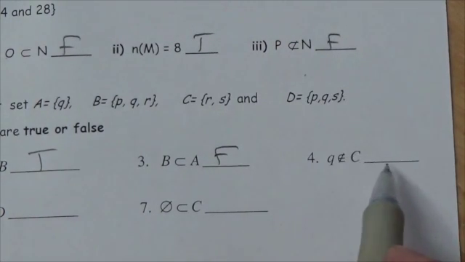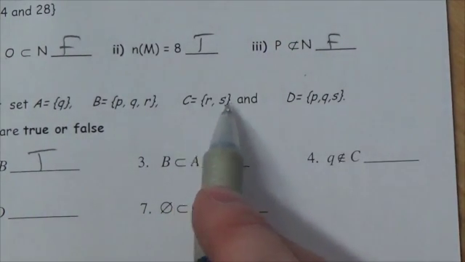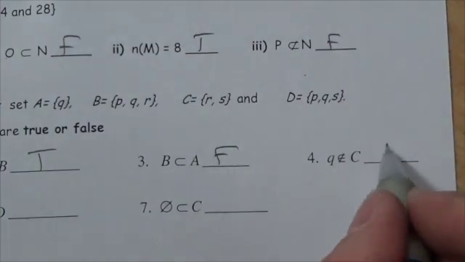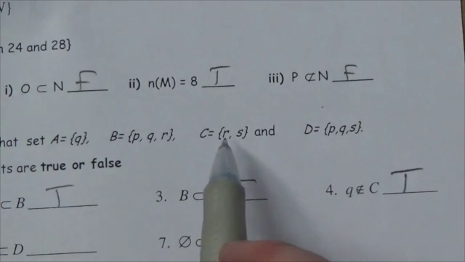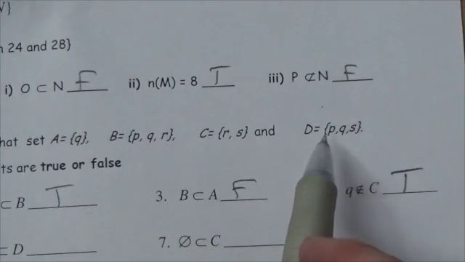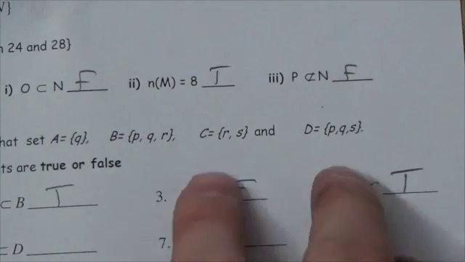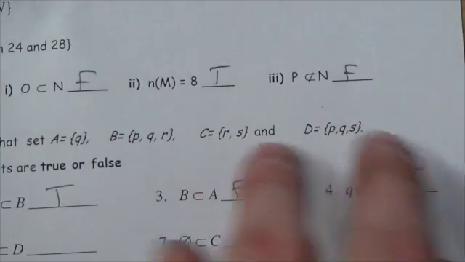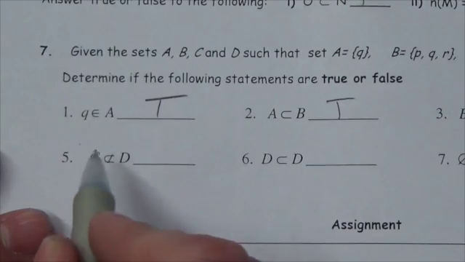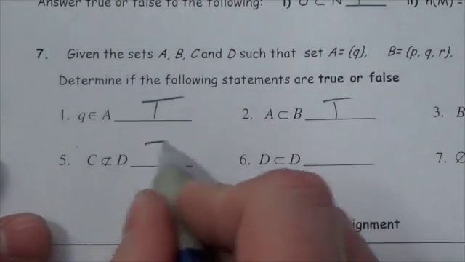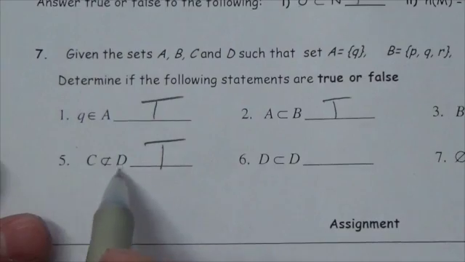Q is not an element of C. Well, C has R and S in it. No, Q's not there, so that's true. C is not a subset of D. Okay, let's take a look at C and D. C is RS, D is PQS. These are intersecting. They intersect at S. They both have the S in common, but there's no R in D. Because I can't find all of C inside D, this is true. C is not a subset of D.